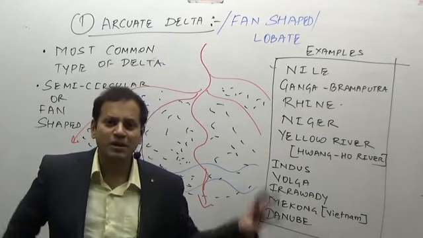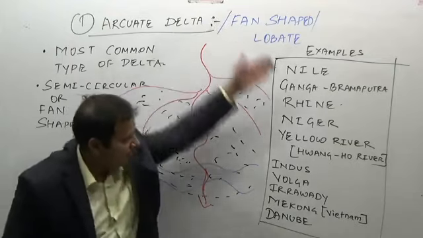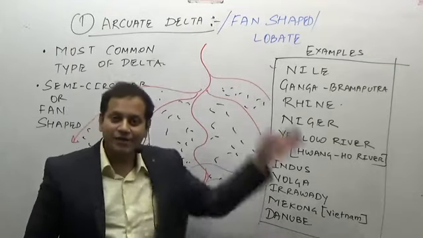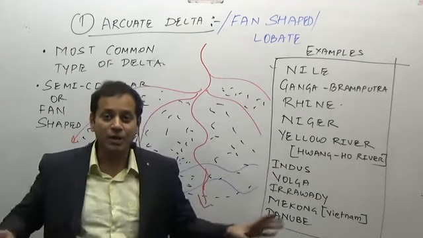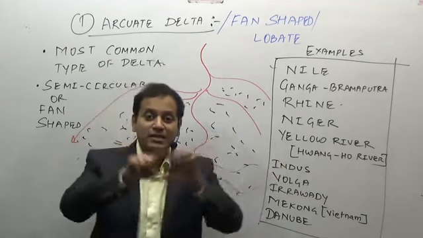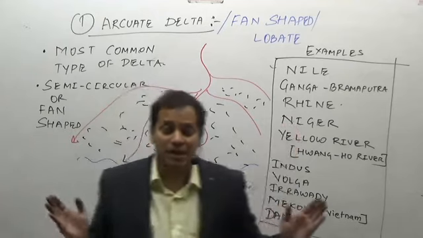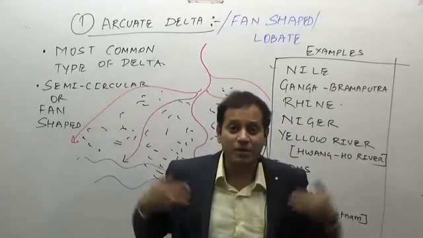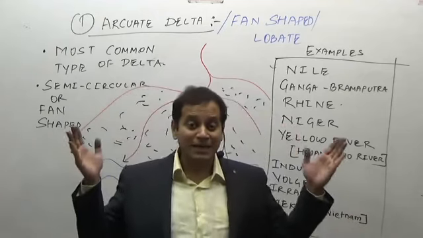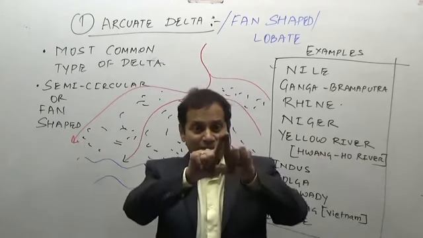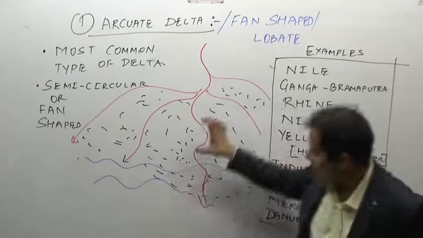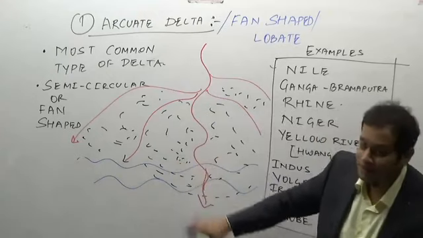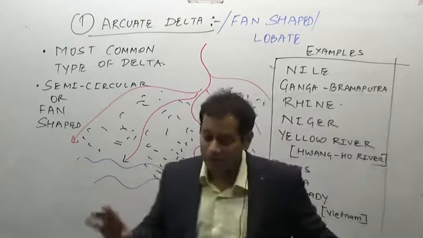So what you remember, it is the most common type of delta. See, major rivers of the world form this kind of an arcuate delta or fan-shaped delta. Arcuate means fan-shaped or semicircular, therefore the name arcuate delta. Why is it semicircular? Because the river water, being as dense as seawater, forms a semicircular fan. Only because of high velocity the central part goes deep inside, while the other parts do not go deep inside.